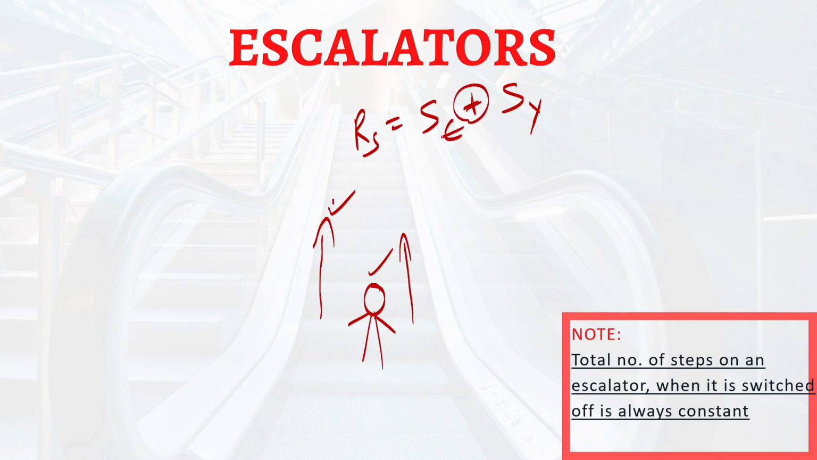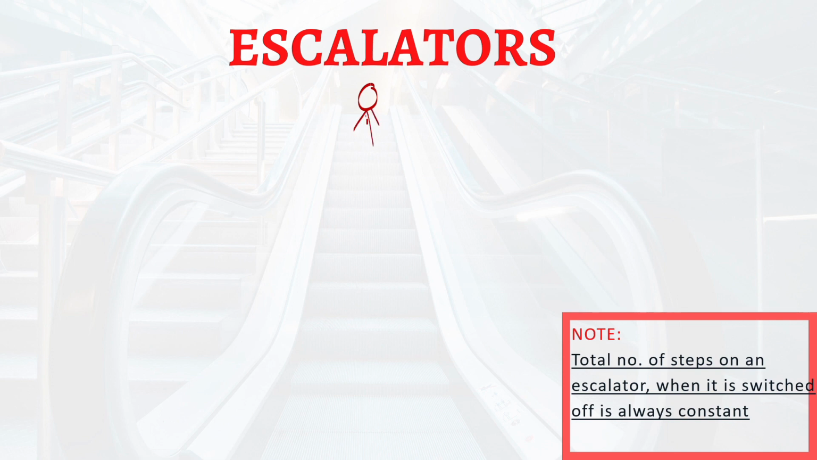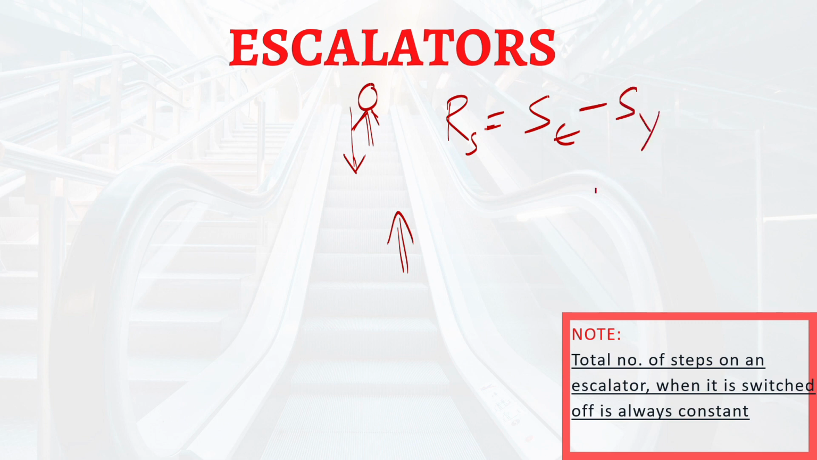Take the other case. Now you are here, moving in this direction downwards, whereas the escalator is moving upwards. Then what happens in this case? What is the relative speed in this case? Relative speed is equal to the speed of the escalator minus your speed, because both the directions are different, they are opposite to each other. So that's the reason why we are subtracting, right?